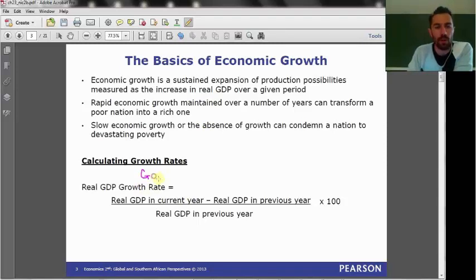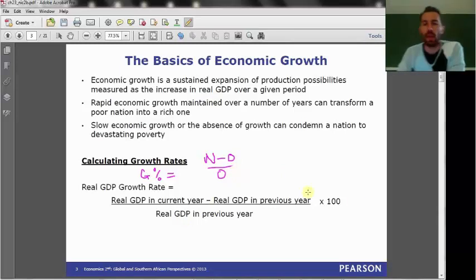Remember, growth as a percentage is equal to real GDP in the current year, in other words, new, minus real GDP in the previous year, old, divided by real GDP in the previous year, old. And then obviously if we multiply it by 100, that gives us a percentage number rather than a 0.0x, whatever the number may be.